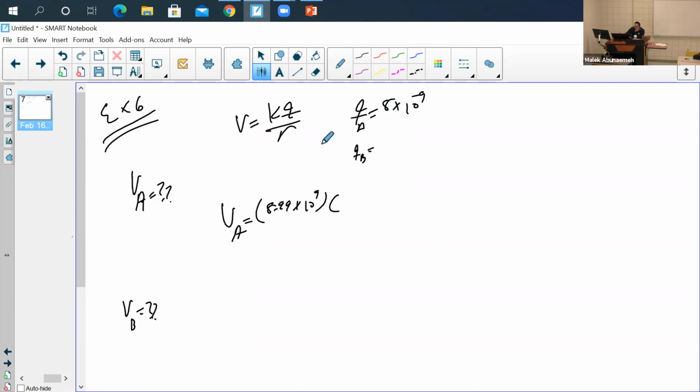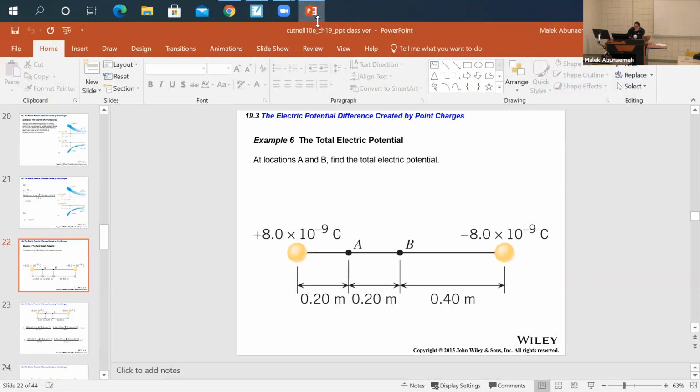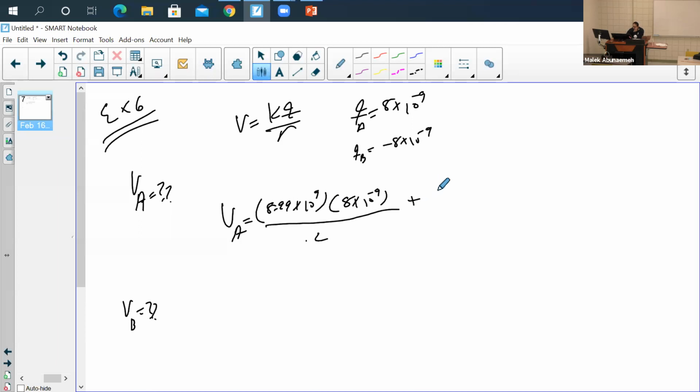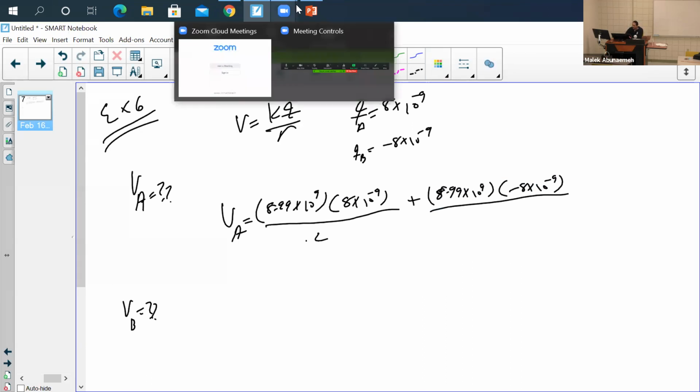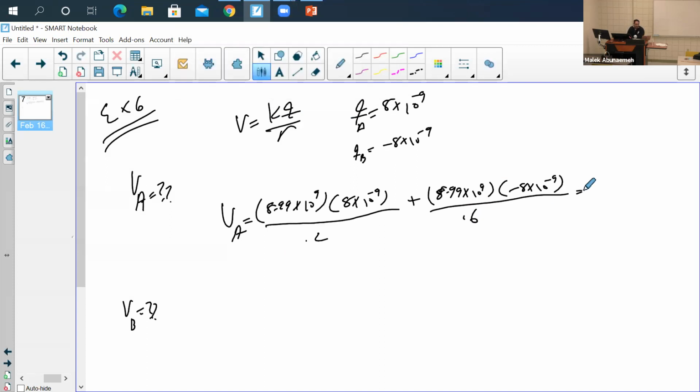I'm just going to say A is the first one. The last one is minus 8 times 10 to the negative 9. So this will be 8 times 10 to the negative 9 divided by 0.2, plus the same electric constant, 8.99 times 10 to the 9th power, multiplied by minus 8 times 10 to the negative 9, divided by, what we said, 0.4 plus 0.2, which is going to be your 0.6. Let me go ahead and do part B.